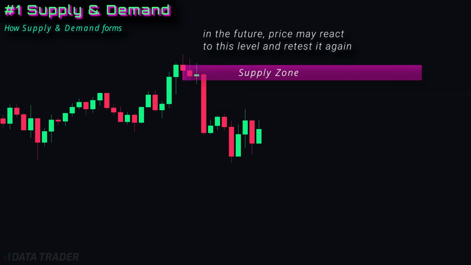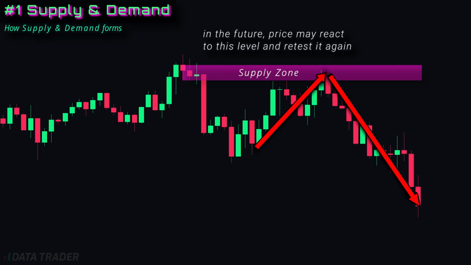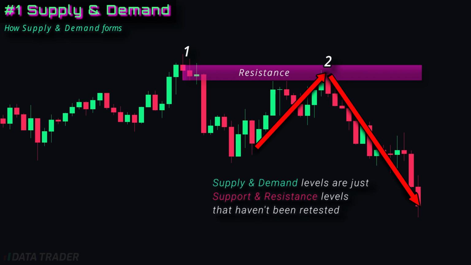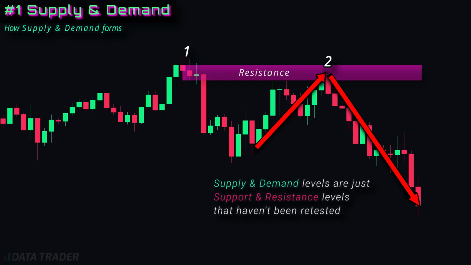Now in the future, price may actually react to this level and retest it. Like in this example, we can see that price hits this level and reverses downwards. And so, because price has now retested this level twice, the supply level now becomes a resistance level. So to summarize, supply and demand levels are actually just support and resistance levels that haven't been retested yet.